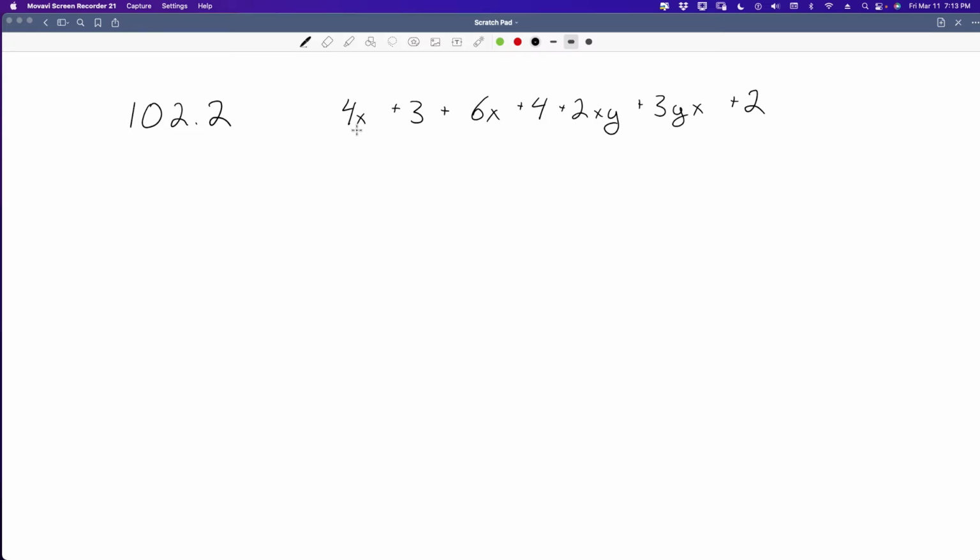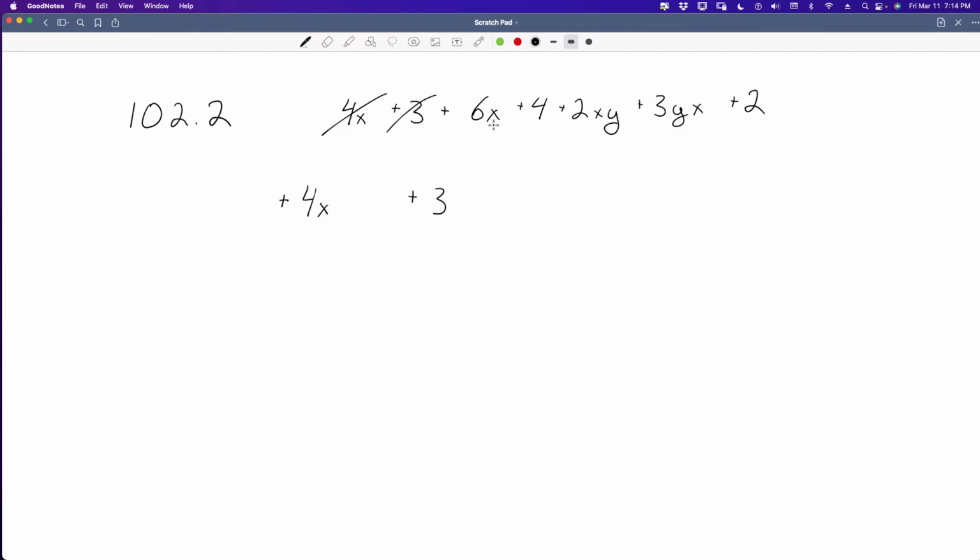If I have a 4x, I write the 4x because that's the first term. So we haven't even checked any of the others to see if there's anything like it. So we know it goes over here in a column by itself. So that's the first term. All right, and that's a positive 4 because when we don't write the symbol in front of it, it's a positive. Now we have a positive 3, and there are no variables, so it needs to go by itself right here, right? So there's that one.